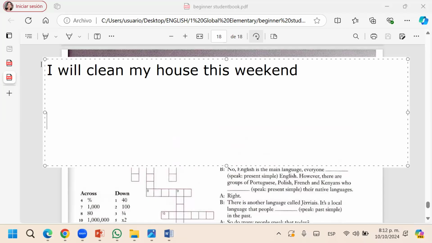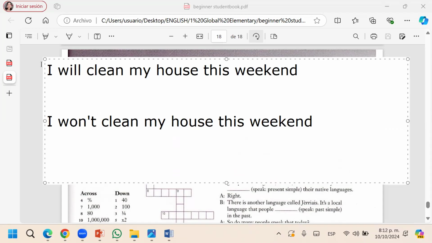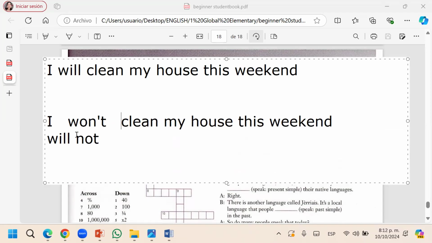I won't clean my house. Exactly like this. I won't clean my house this weekend. No, I won't. I can say I won't or I will not. No, I will not clean my house. I won't clean my house. So positive or negative, both are possible.